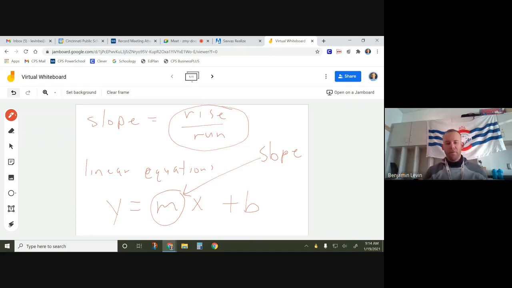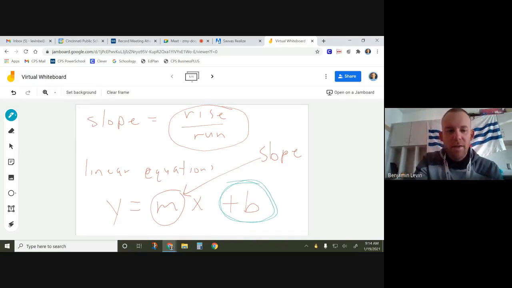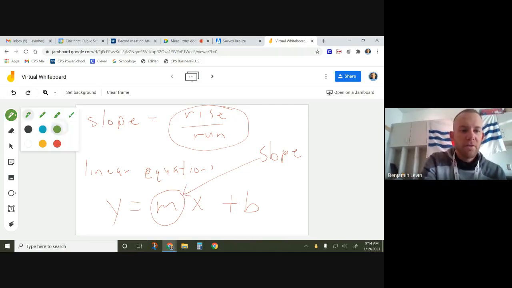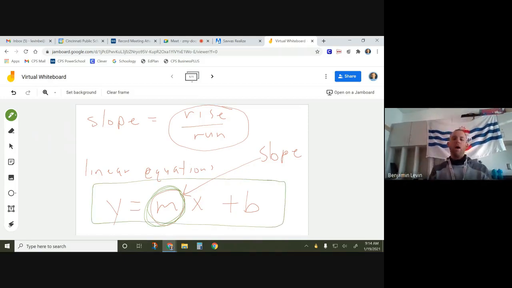I'm going to leave that up here for a moment or two to just let you guys process that for the end of our lesson today. We'll talk about what this plus b means later. We'll get into that next lesson. That's something different. But this m is the slope. And this is what every single linear equation ever is going to look like. Y equals mx plus b. That is called a linear equation.